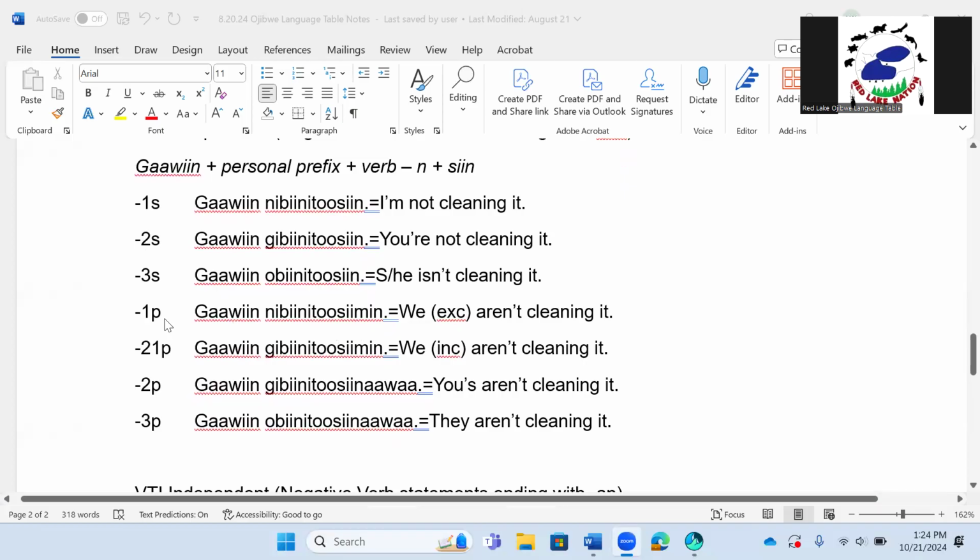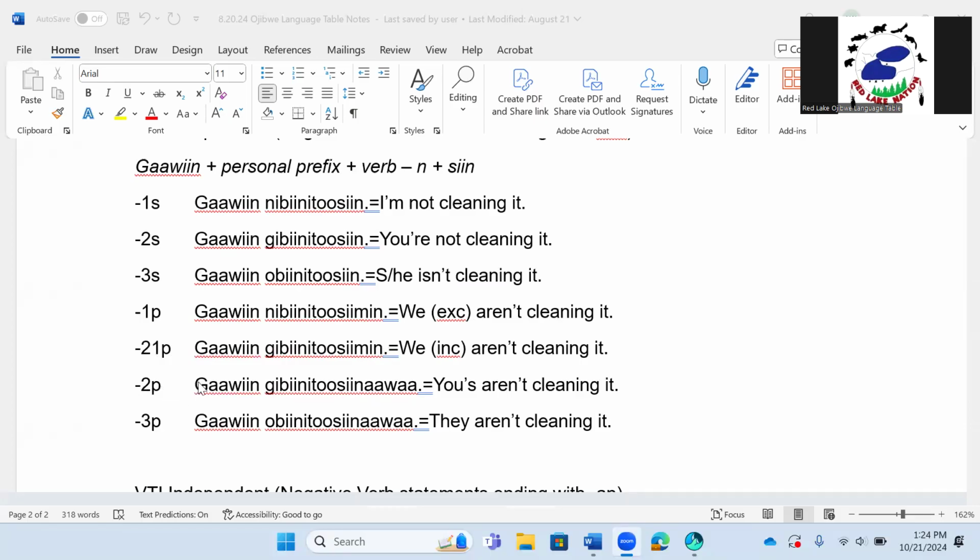Negative 1P, we exclusive, excluding the person we're talking to. Gawin nibizhitusimin. We, excluding the person we're talking to, aren't cleaning it. Negative 21P, we, including or inclusive. Gawin gibizhitusimin. We, inclusive, aren't cleaning it.